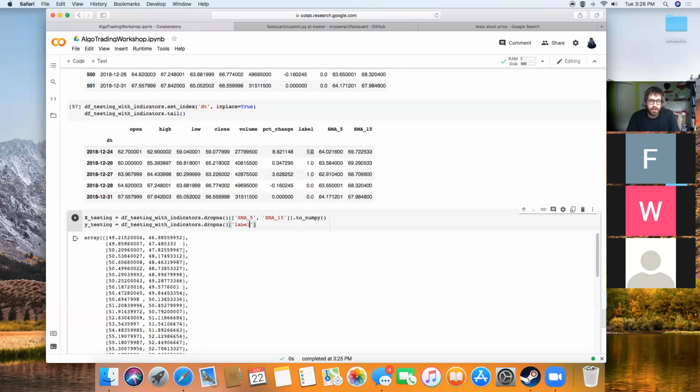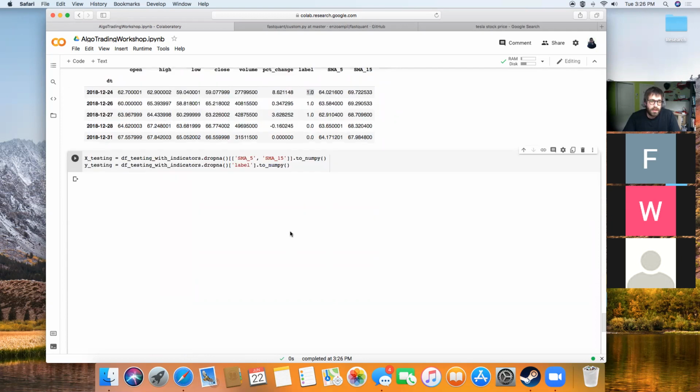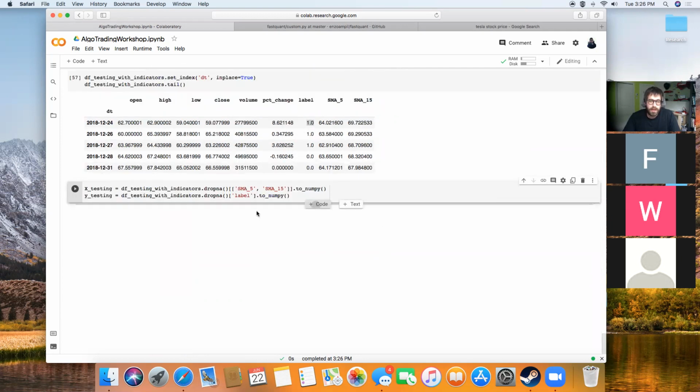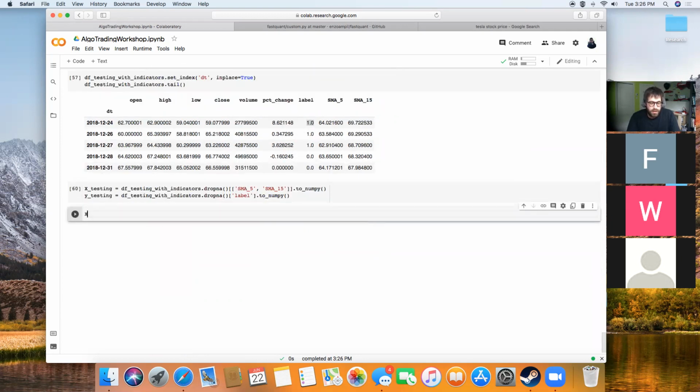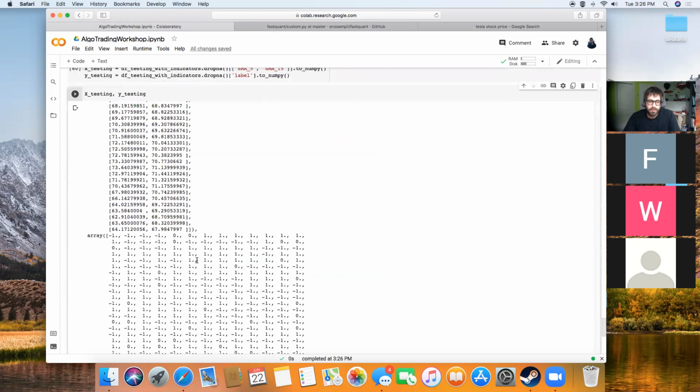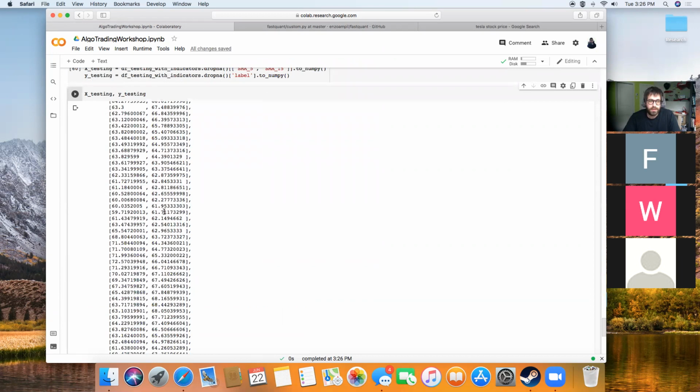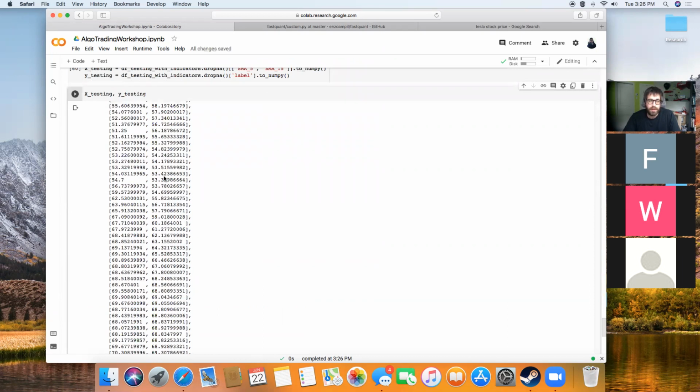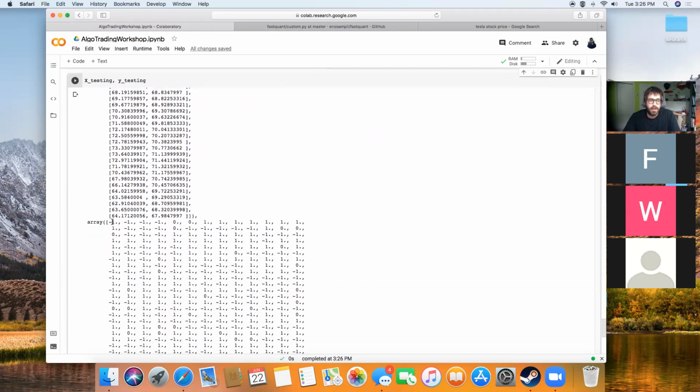So now I'm going to take the label column and also convert it to NumPy. And now I have my data ready for a classifier to be trained. Here it is. This is the input of the classifier, which is the SMA 5 and SMA 15 for every data record. And this is the label of the classifier.